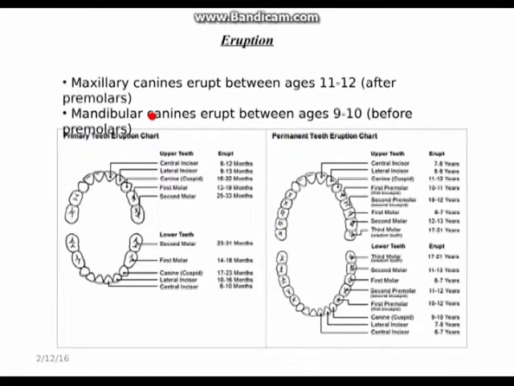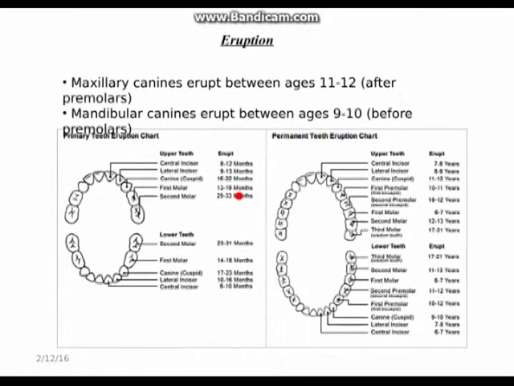So I just want you guys to know that maxillary canines erupt between the ages of 11 to 12 after the premolars, so it's pretty late that it's coming out. And mandibular canines erupt between the ages of 9 to 10 before the premolars. So you get the premolars that come out, and then you get the mandibular canines that erupt first between the ages of 9 to 10, and then you get the maxillary canines that erupt between the ages of 11. This is crucially important for you to know.